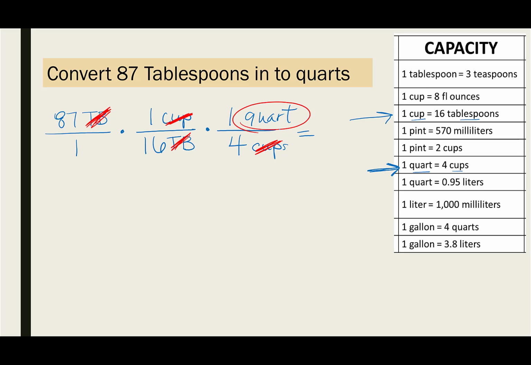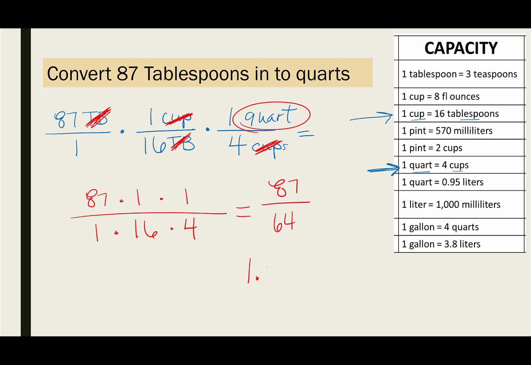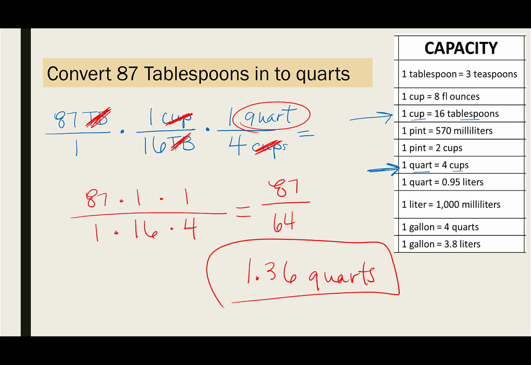Now we just have to calculate these numbers. If I just combine all 3 fractions together, I have 87 times 1 over 1 times 16 times 4. So go ahead and grab your calculator. This would be 87 over 64. And from here, let's go ahead and change this into a decimal. So 87 divided by 64. And let's go ahead and round to the hundredths. We could say that is 1.36 quarts. And that's your final answer.